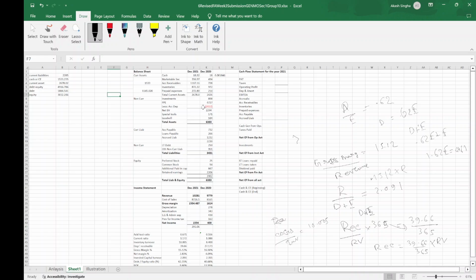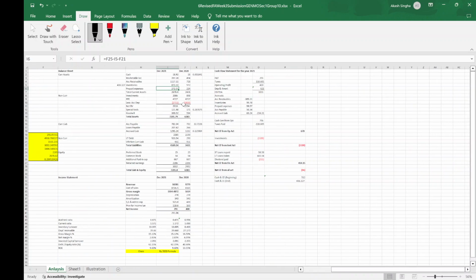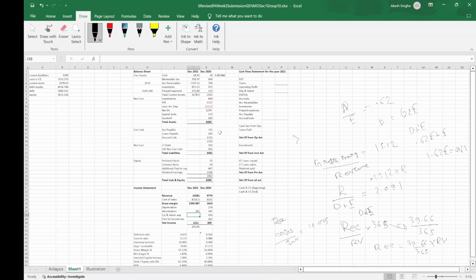Now, investments. I think then again you have to take some assumptions, such as amortization is the same, depreciation is also the same, or something. Let's check. So yeah, we have taken that PPE and depreciation and everything should be similar because there is nothing mentioned.